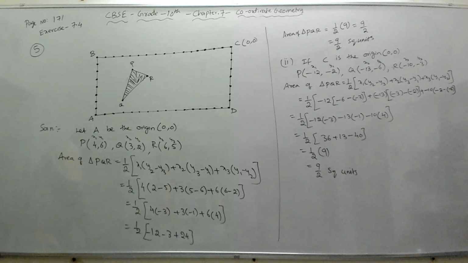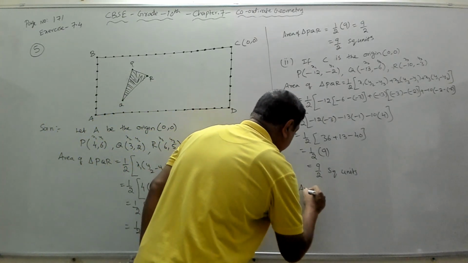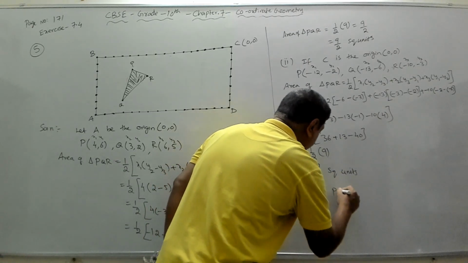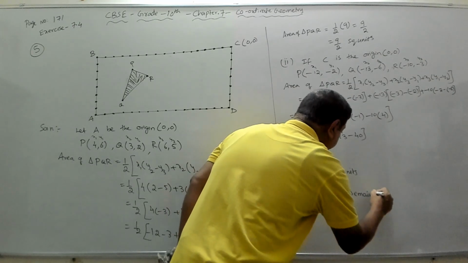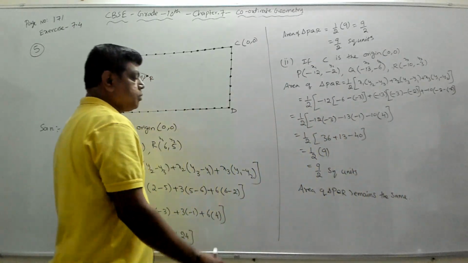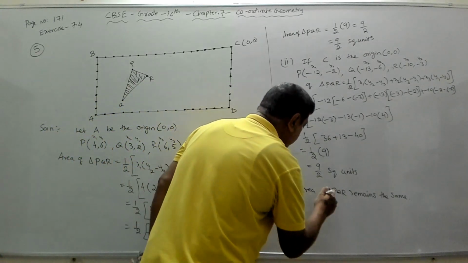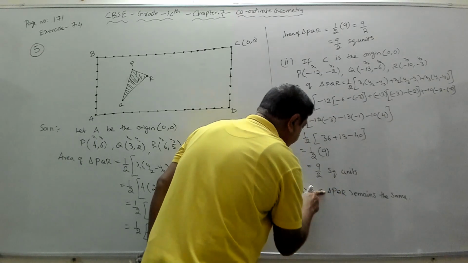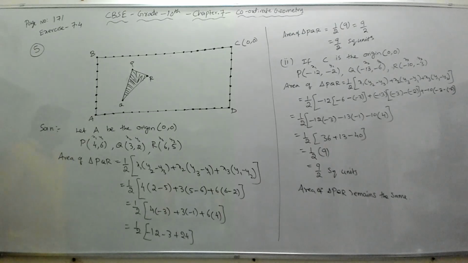You can pause the video and take the notes. So what do we observe? We can say that the area of triangle PQR remains the same, whichever way we calculate it. All of you can pause the video and take the notes. I'll go to the next problem. This is problem number 6.